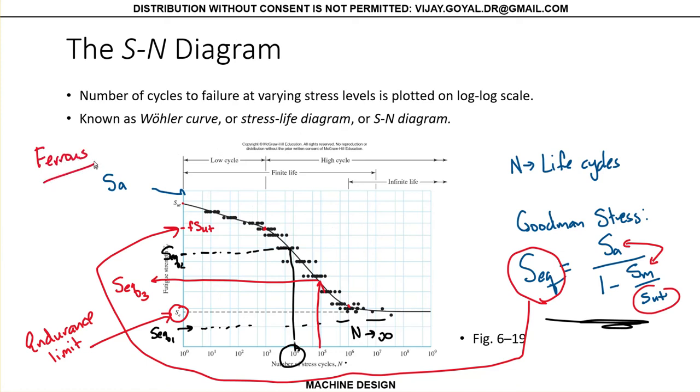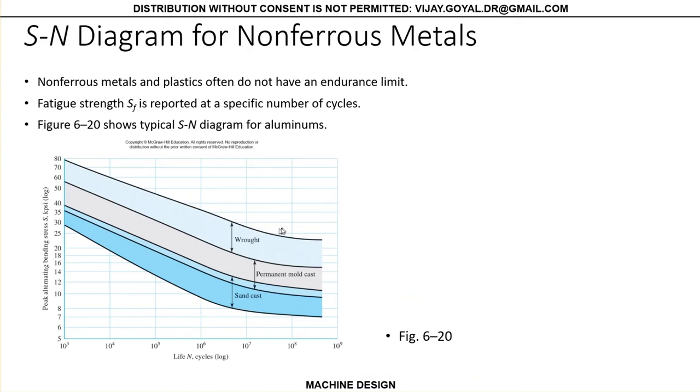Ferrous means that it's iron base, has some iron. And that's how these plots actually look like. In the case of aluminum, as an example, many of these non-ferrous materials don't have an endurance limit. So what do we do with non-ferrous materials?